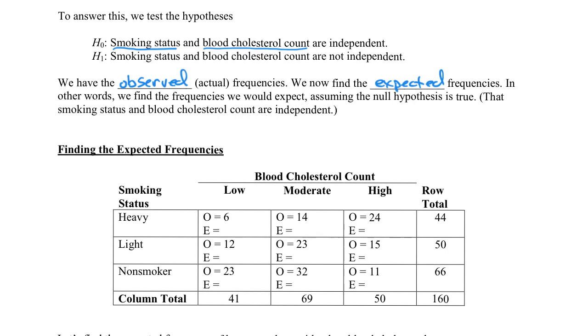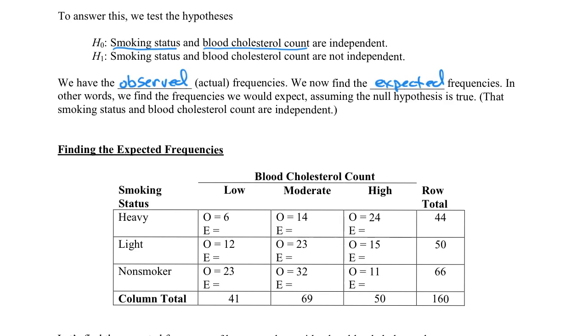So E is the expected number. Out of these 160 patients, how many would we expect to see who are heavy smokers with low blood cholesterol count? How many would we expect to see if these two are totally independent? That's what we're going to do, and then we're going to compare these and see if it seems reasonable. So that's what we're looking at.